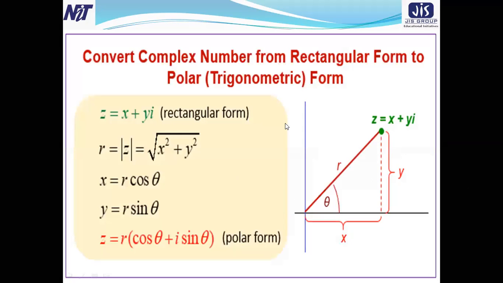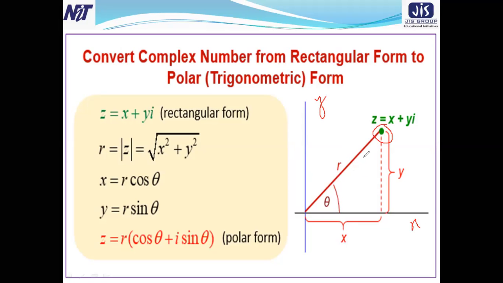Now convert a complex number from rectangular form to the polar form. So how can we convert the complex number from rectangular to polar? I'm going to discuss this. For that, first consider the axes. This is the x-axis. This one is the y-axis. Consider a point here, that is z.